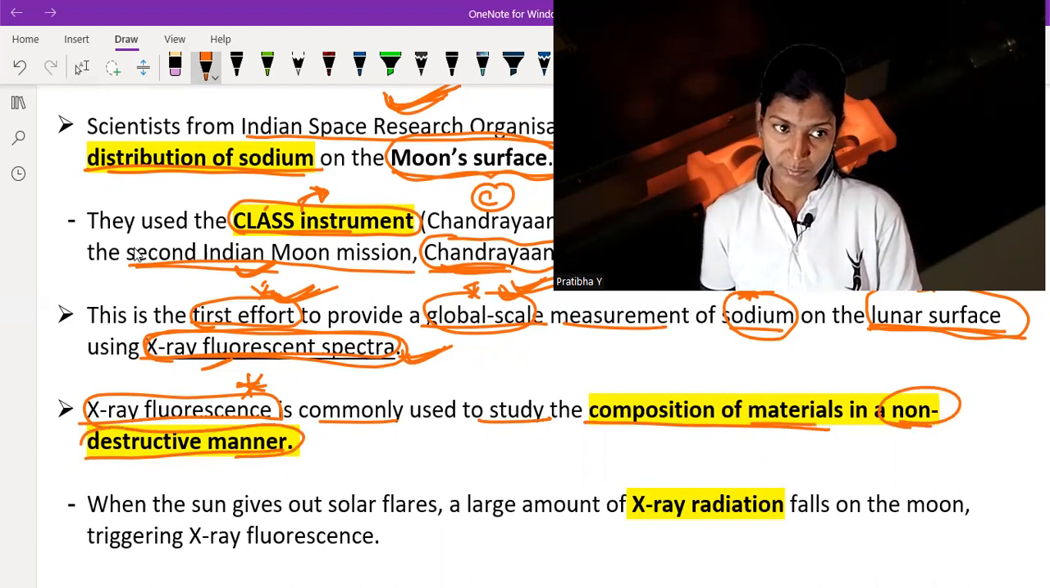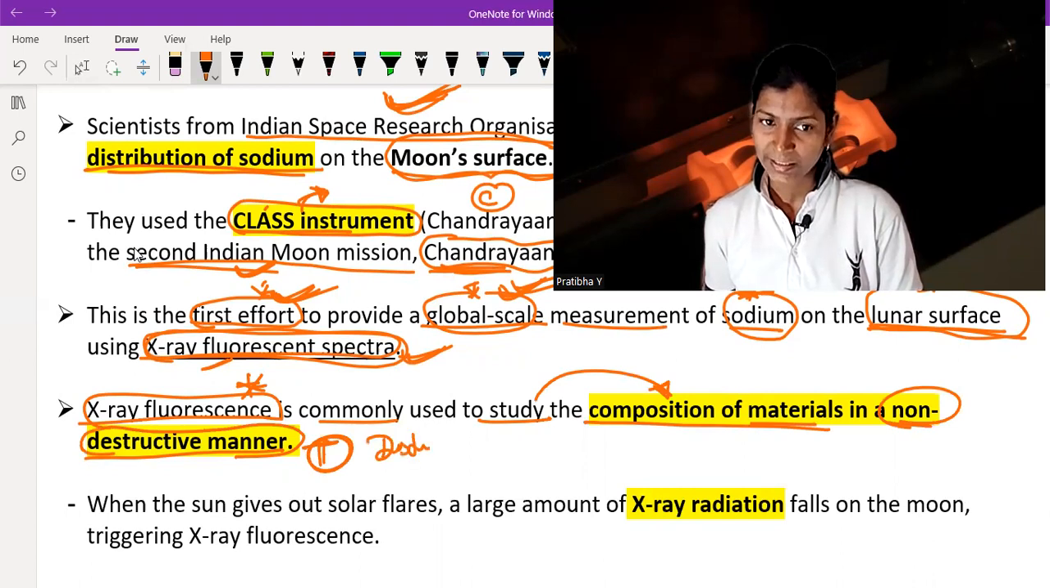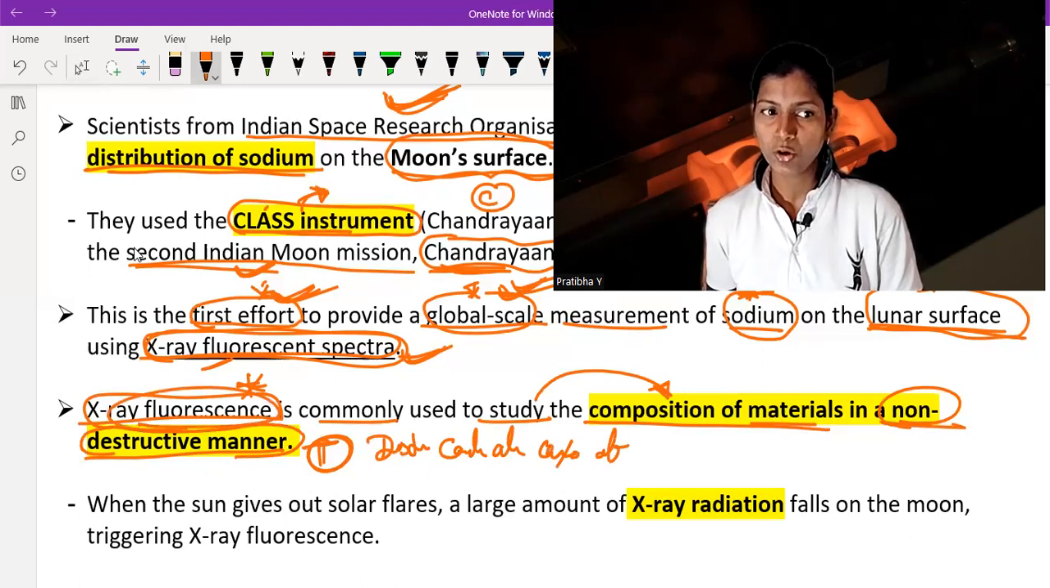This is also important because many technologies study the composition of material in a destructive manner. That means the material is destroyed or contaminated to a certain percentage of its composition. But X-ray fluorescence is non-destructive. This technology studies the composition of material in a non-destructive manner.